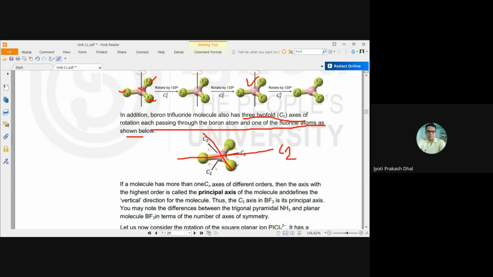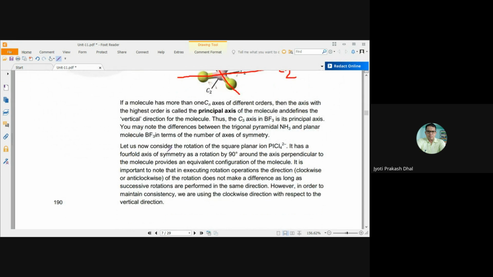And similarly, there will be three C2 axes. That is why it is called a three two-fold axis of rotation. Now, if the molecule has more than one Cn axis of different order, then the axis of highest order is called the principal axis. It defines the vertical direction of the molecule.